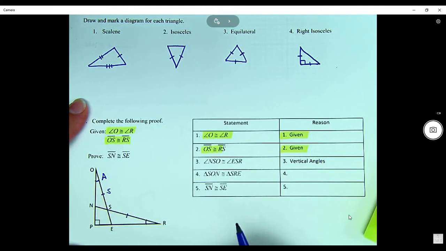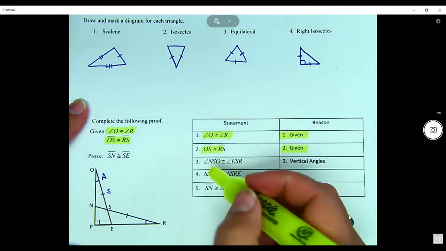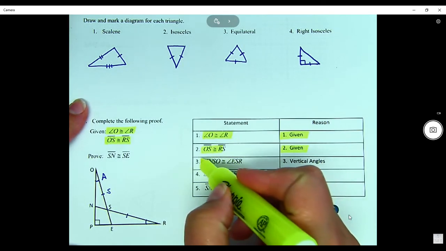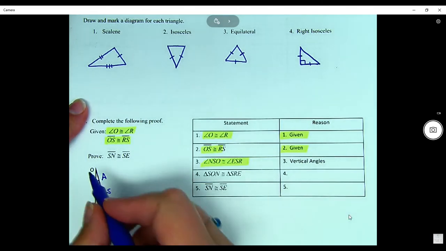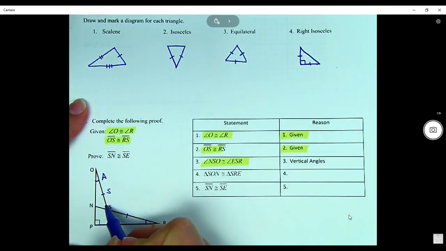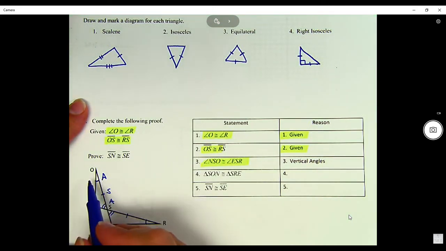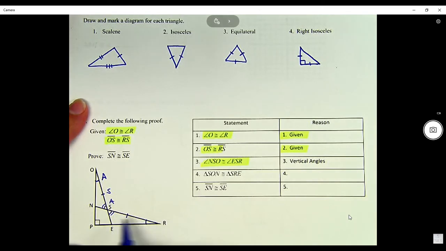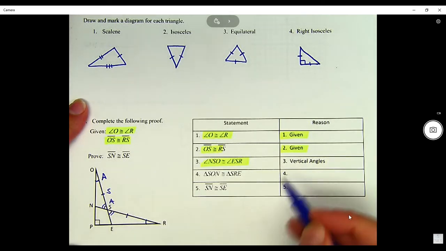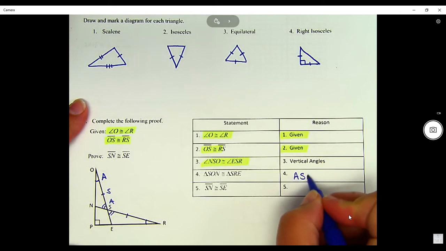And then they told us, oh, look in the proof, they told us that angle NSO is congruent to angle ESR. All right, and those are vertical angles. So NSO is right here, and it's congruent to ESR, which is right here. Oh, so I have another angle. Oh, look at that, it spells it. Triangle SON, so that's this triangle right here, is congruent to triangle SRE by angle, side, angle.